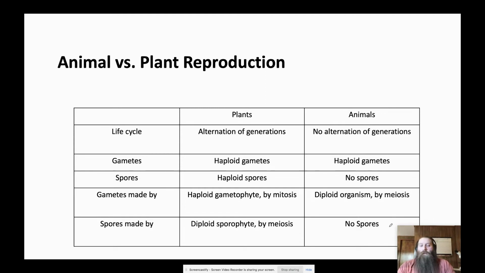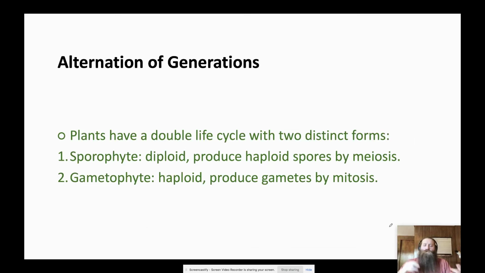Now, in animals, gametes are made by a diploid organism by meiosis. That's no surprise there. We've already learned about that. And obviously, we don't make spores, so there is no spore making process. So what is this alternation of generations I've talked about? Well, there's a double life cycle in most plants that has two distinct forms.